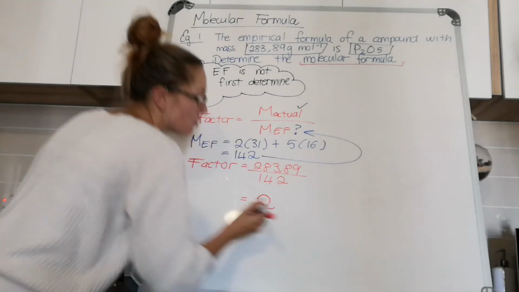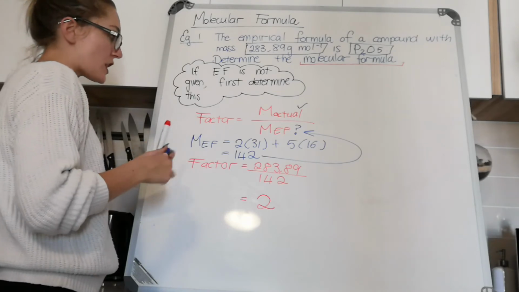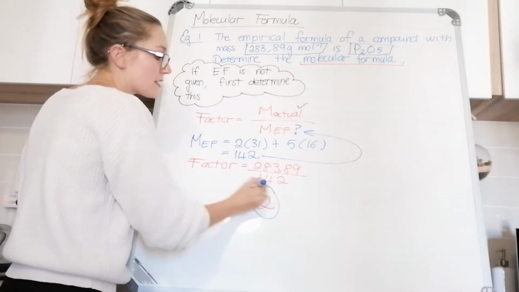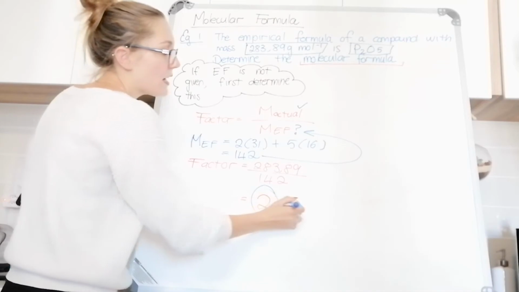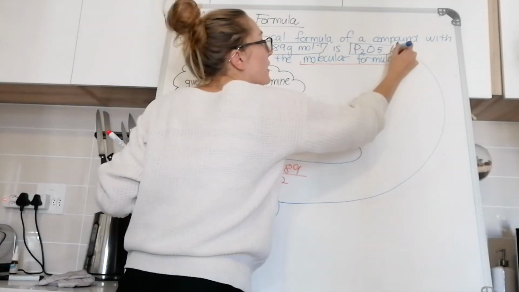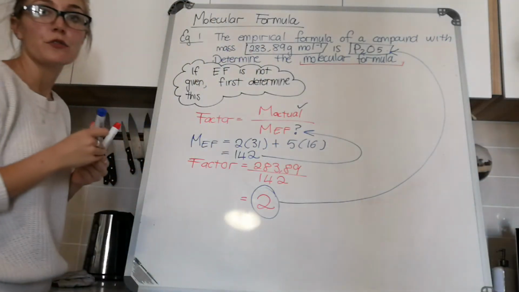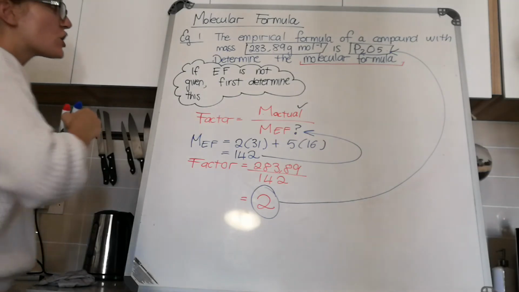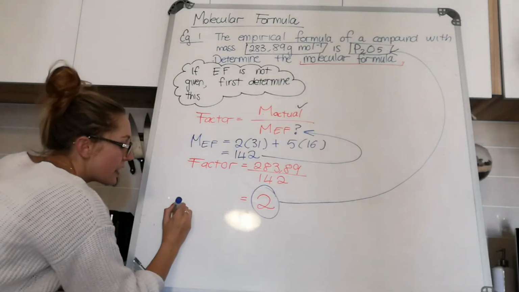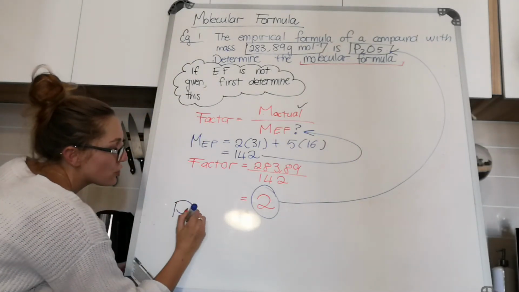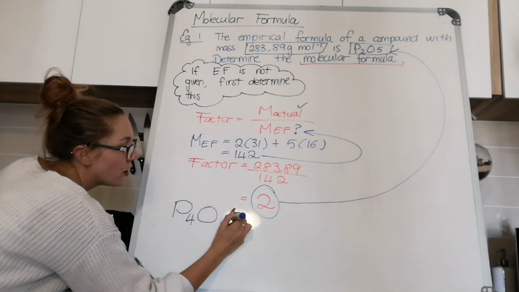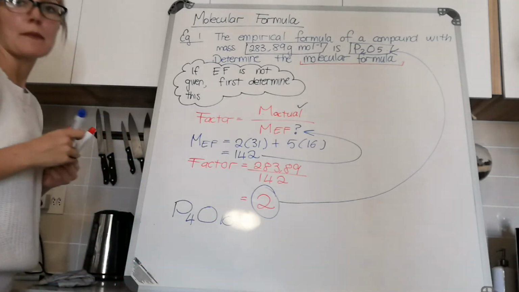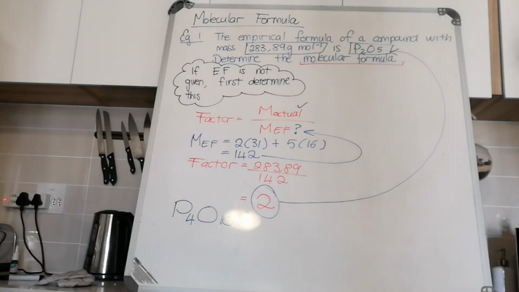That is 2. So now what we do with this factor is we take that factor and multiply our bonding ratios in our empirical formula by that factor. So I had P2O5. I need to multiply those by 2, so I'm going to have P4O10 as my molecular formula for this substance. Okay, so that's example 1.